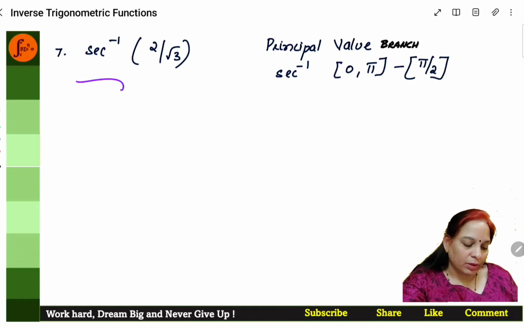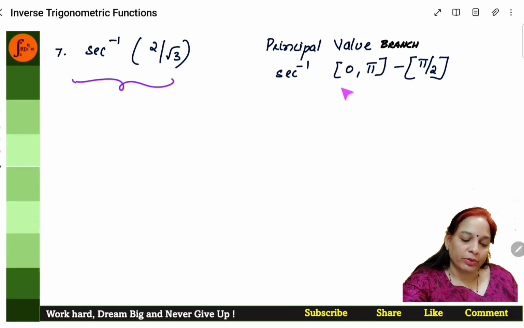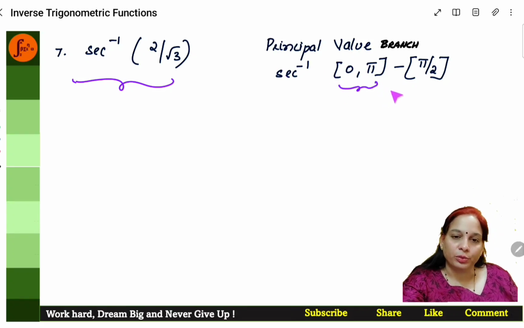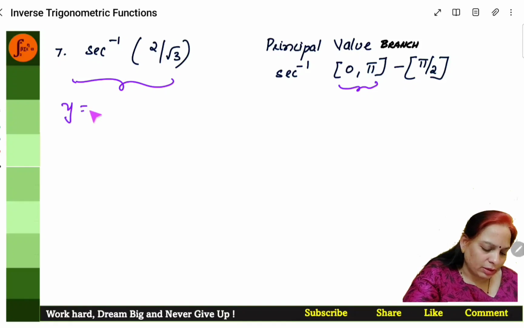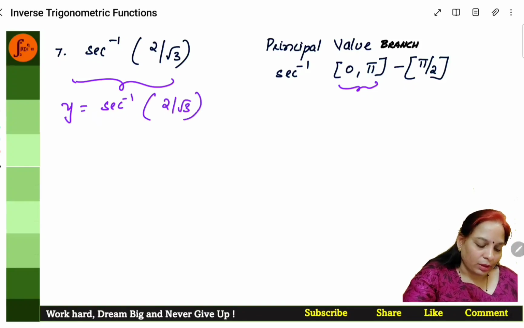Now let's take this problem: secant inverse of 2 by root 3. What is the principal value branch? It's between 0 to 180 degrees, right? 0 to pi. Now we'll say y is equal to secant inverse of 2 by root 3, which means that secant y is 2 by root 3.